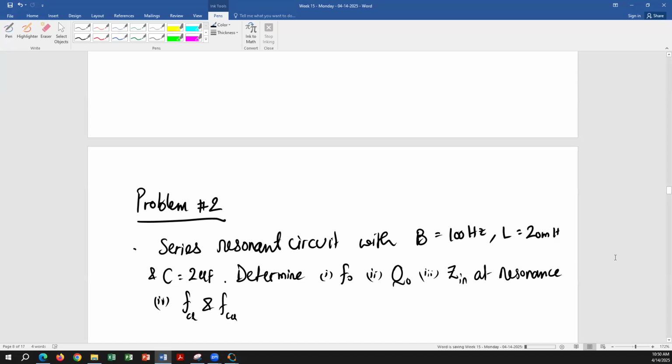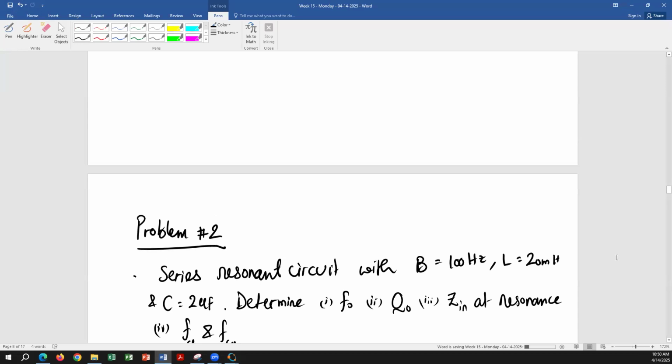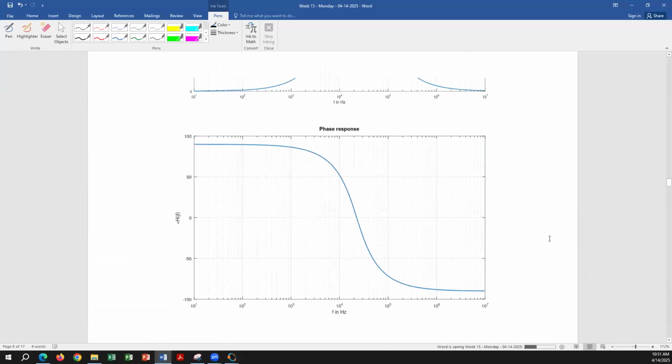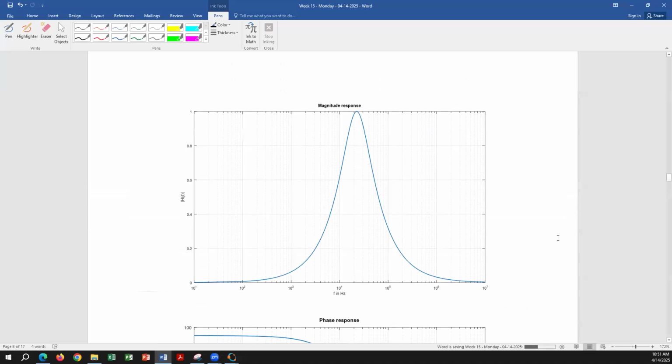Another thing that I totally forgot: we determined the exact equations to calculate the lower and upper cutoff frequencies. There are also approximate equations. If the quality factor is high, then you can approximate the cutoff frequencies. So let's say these are two cutoff frequencies, FC lower and FC upper, around 0.707. And this is the bandwidth of the filter.